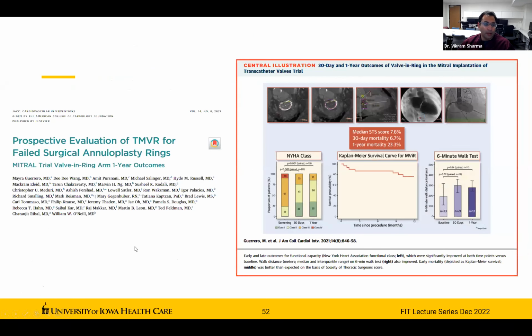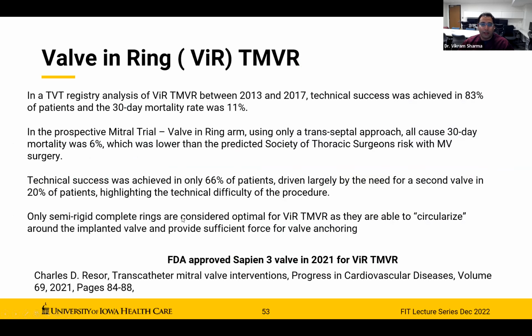Here are the outcomes for those patients who underwent a valve-in-ring procedure. And we know that these patients don't do as well as valve-in-valve patients. So 30-day mortality was higher at 6.7%, and 1-year mortality is much higher, 23.3%. But again, patients who did survive did have improvement in NYHA class progressively at 30 days and 1 year. So this is possible, but again, associated with high mortality and a high rate of complications.